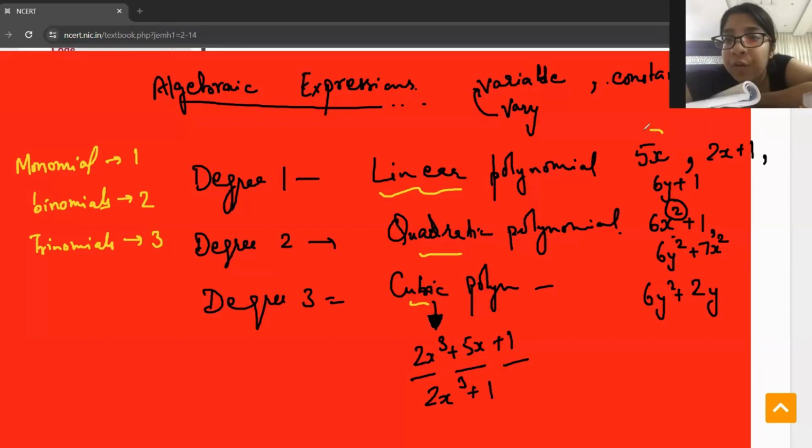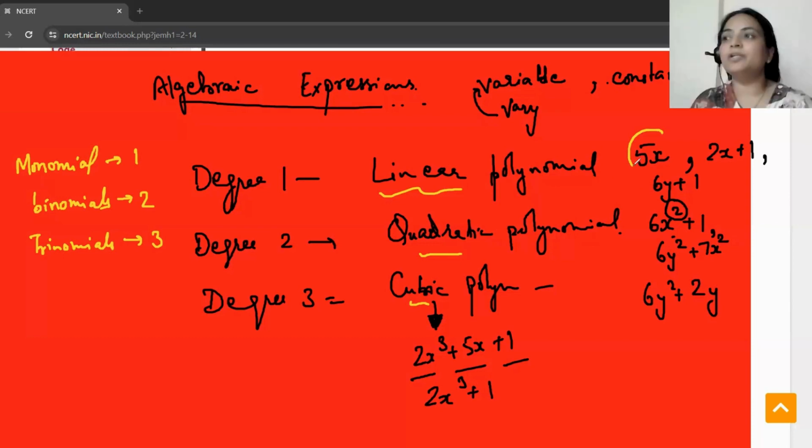Ma'am, what does the graph of a cubic polynomial look like? Abhi, I'll show you, beta. I'll show you and tell you how, just by looking at the graph, you will judge it. It's the number of times it is cutting the x-axis, but we'll discuss later.